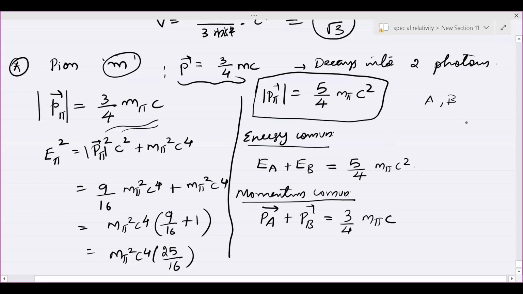So we know that these particles are going in opposite directions. One particle is going that way and one particle is going the other way. There are only 2 possible directions. The pion is moving like this, photon A is moving like that, and photon B is moving like that. So we'll write it as modulus, and the direction we can give with a minus sign, because these two are moving in opposite directions. Is that clear? Now you just write the magnitude. It will be 3 by 4 m pi c.